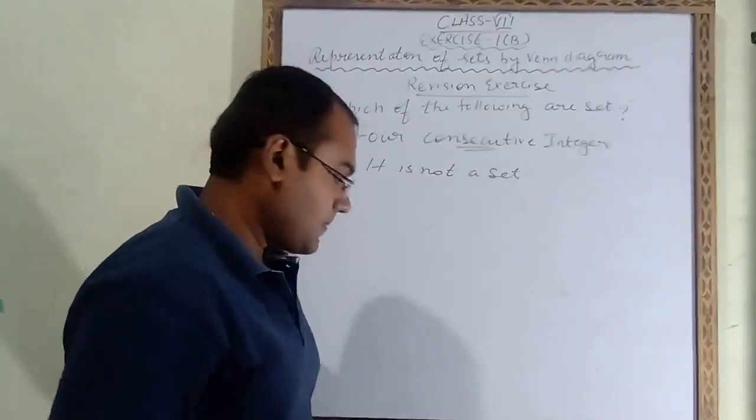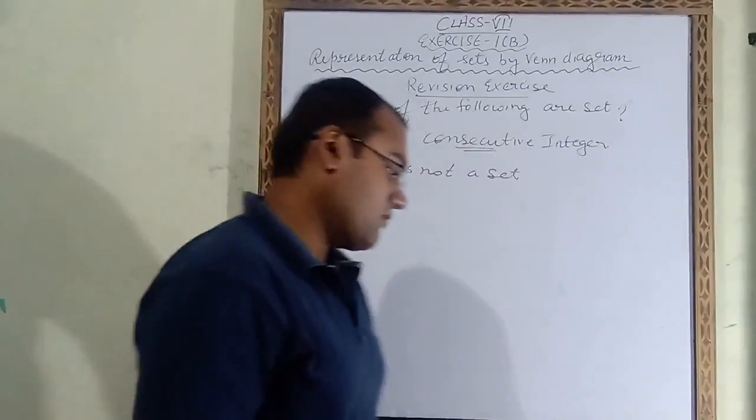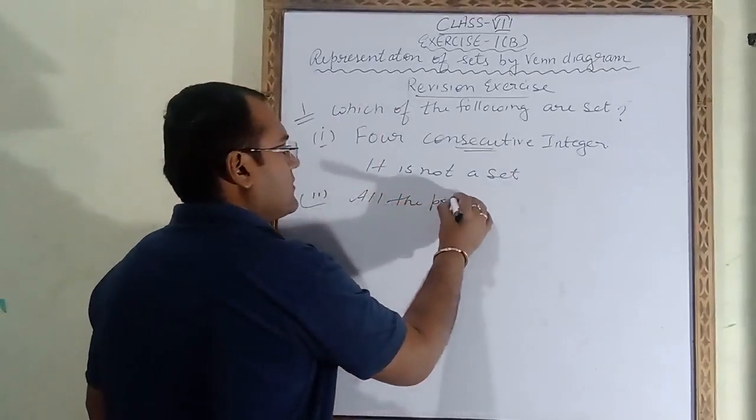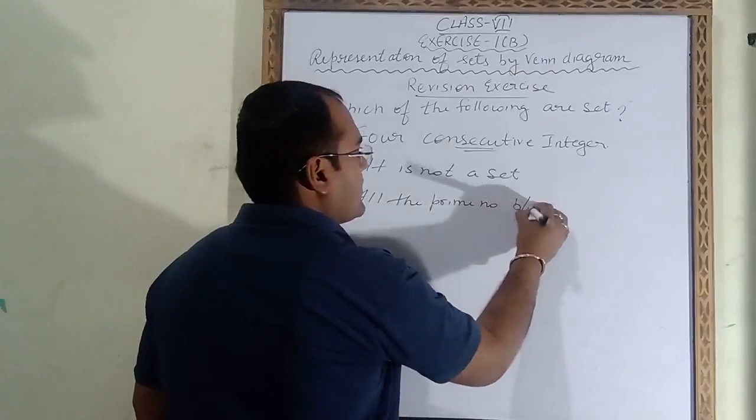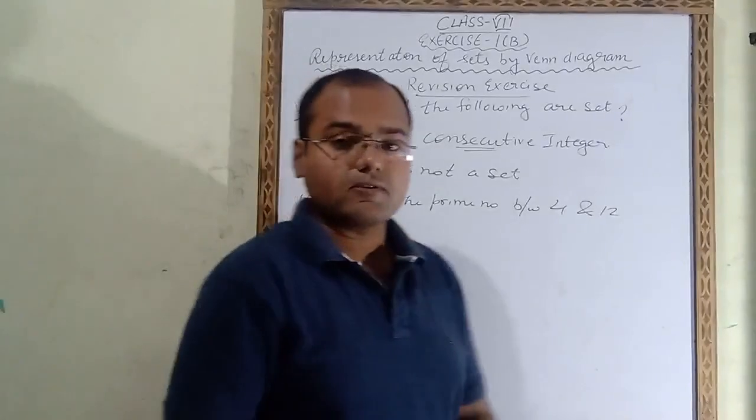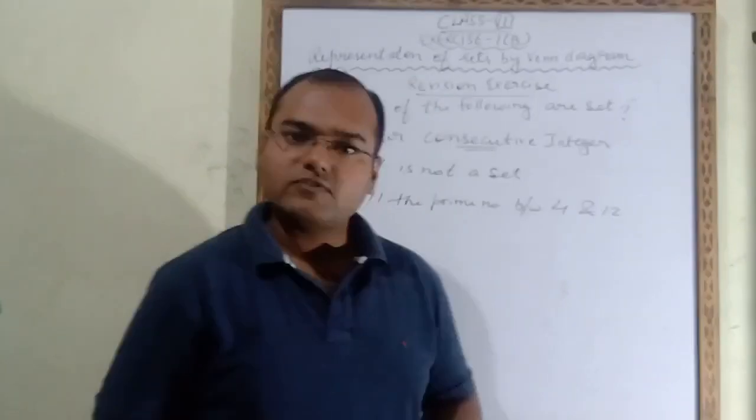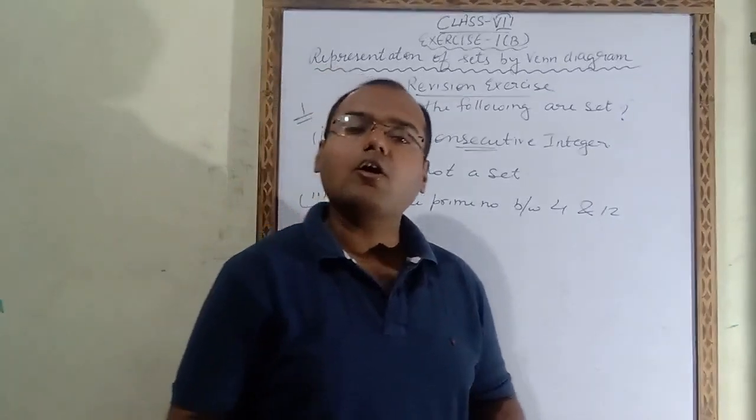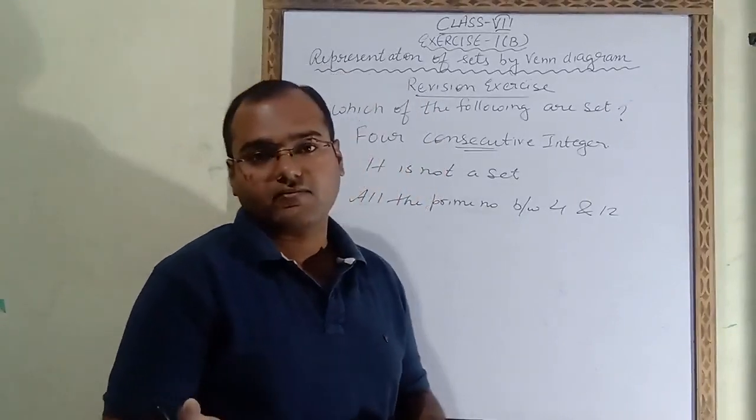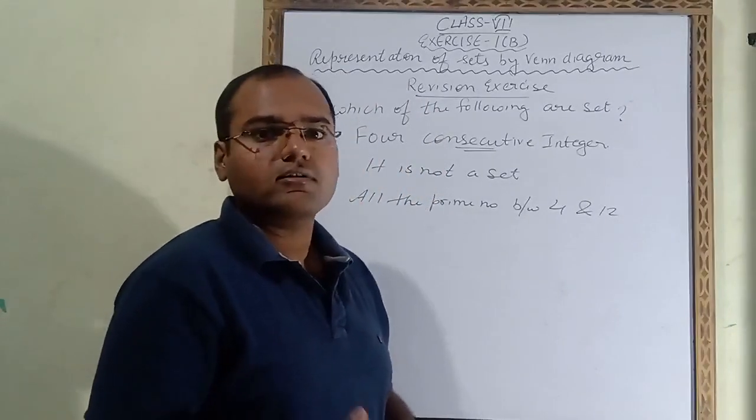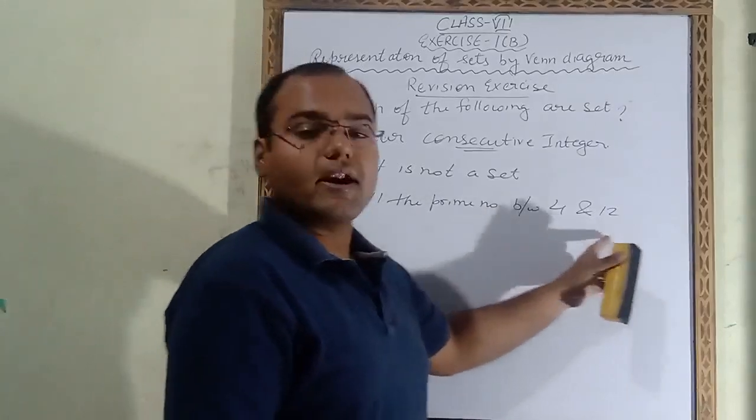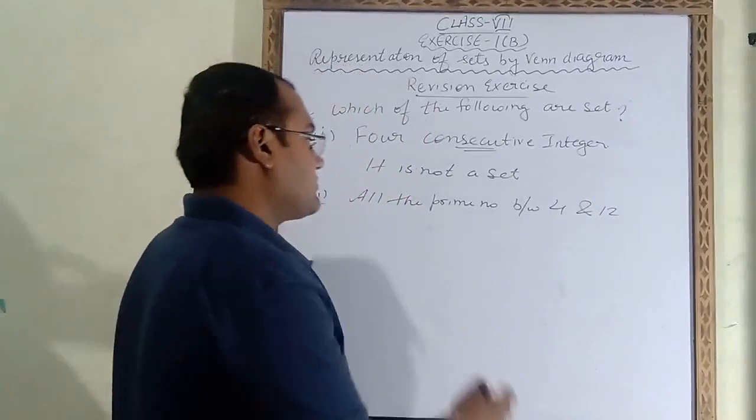Now second part. All prime numbers between 4 and 12. What are prime numbers? Prime numbers are those which come in the table of 1 or itself, as 5. 5 is coming in the table of 1 or in the table of 5. So like that we have to write prime numbers between 4 and 12. So between 4 and 12, which prime numbers will be there?